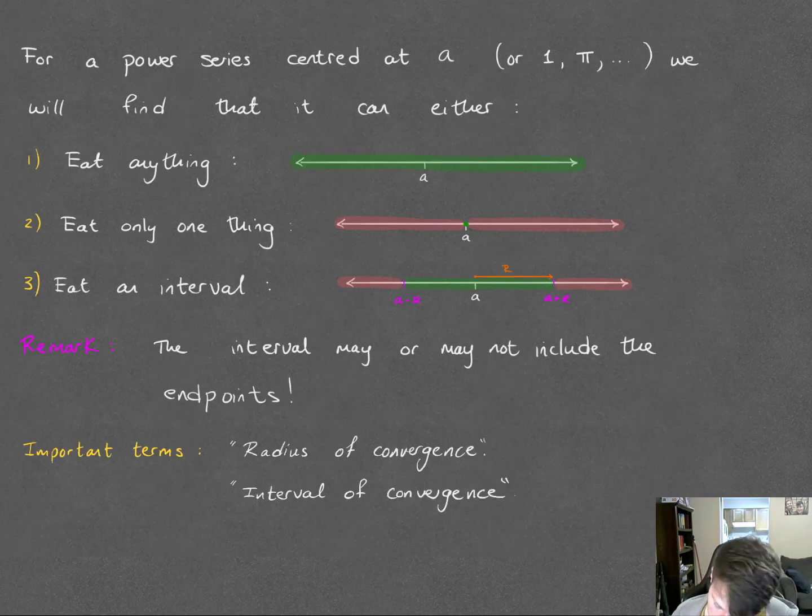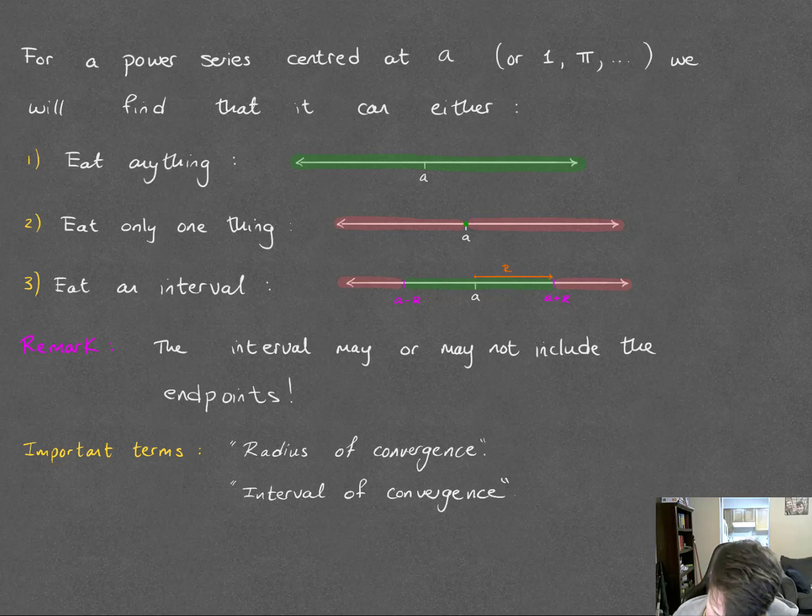So some important terms. We have the radius of convergence. This is the width of this R, this capital R. And if we look at parts 1 and 2, in part 1, R is infinity, so you can reach all of the real line. And in option 2, R is 0.